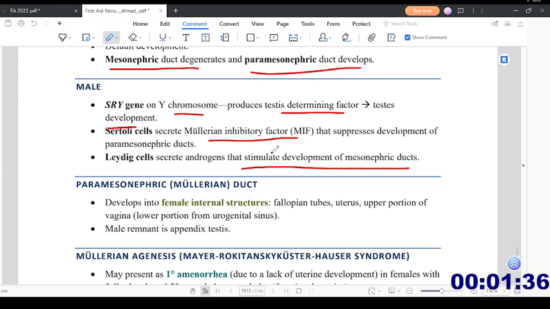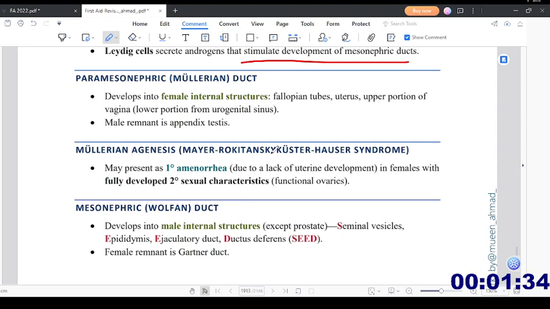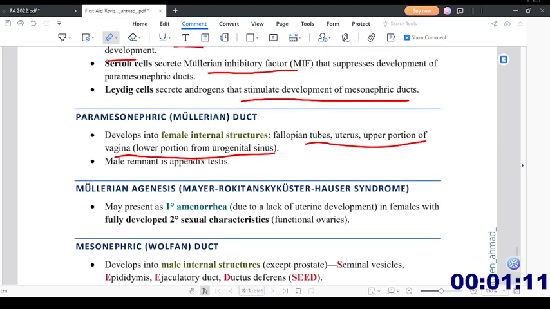Okay, then we have the paramesonephric or the Mullerian duct. Development of the female internal structures, which are fallopian tubes, uterus, upper portion of the vagina; the lower portion is coming from the urogenital sinus. So the paramesonephric or the Mullerian duct develops into the female internal structures. That is why the Sertoli cells in the males secrete the Mullerian inhibitory factor that leads to the suppression of the development of the paramesonephric duct.